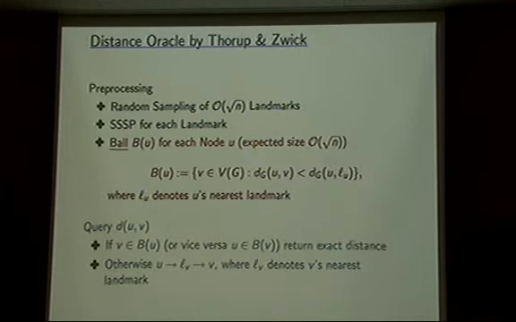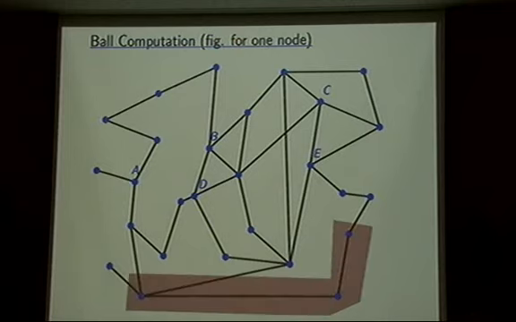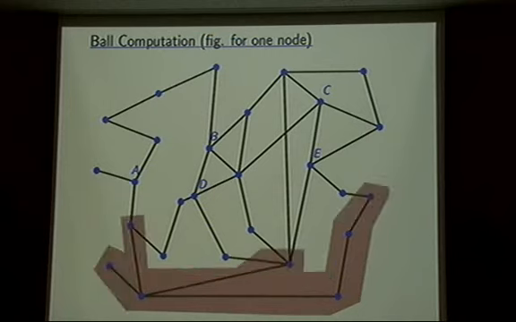And the third step of pre-processing is the following. They compute a ball for each node U, which contains all nodes that are closer to U than U's nearest landmark. So if we look at this node here again, it would compute the ball, which grows until it hits the landmark. But actually it stops just before. It just contains all the nodes that are closer to U than U's landmark.